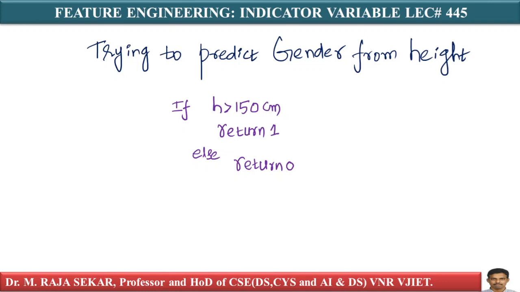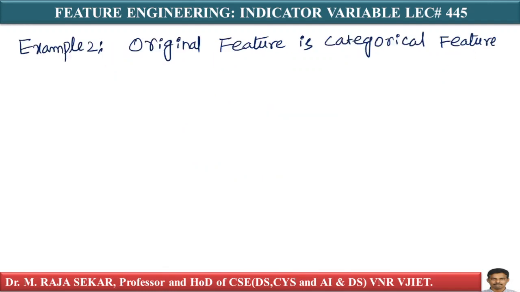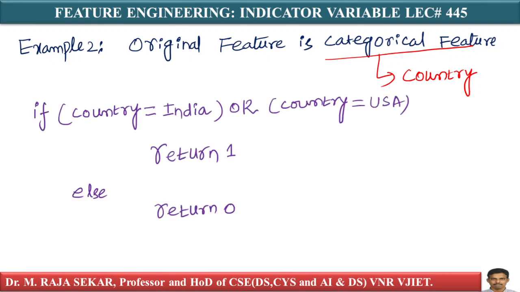This is one example. Let's take another example where your feature is a categorical feature. Your original feature is actually a categorical feature. Let's assume I have a feature which is country. Imagine if I have a feature which is country. Country can take all the values of 195 countries in the world. I could convert this country feature, which is actually a categorical feature, into an indicator variable, again using if and else conditions. I can say if country equal to India or country equal to USA, return 1, else return 0.